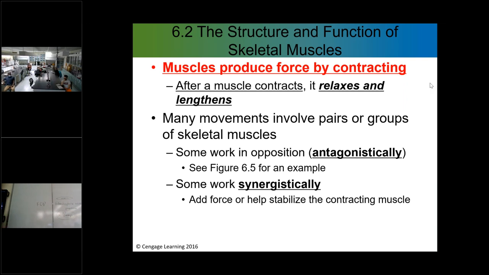There's two terms here. Relaxation and lengthening. When there's contraction that takes place, there are really two types of muscle contraction. We're going to talk about something called isotonic contraction. When you think of your skeletal muscle and you voluntarily want to move something, that's an isotonic contraction, meaning that the muscle belly shortens.